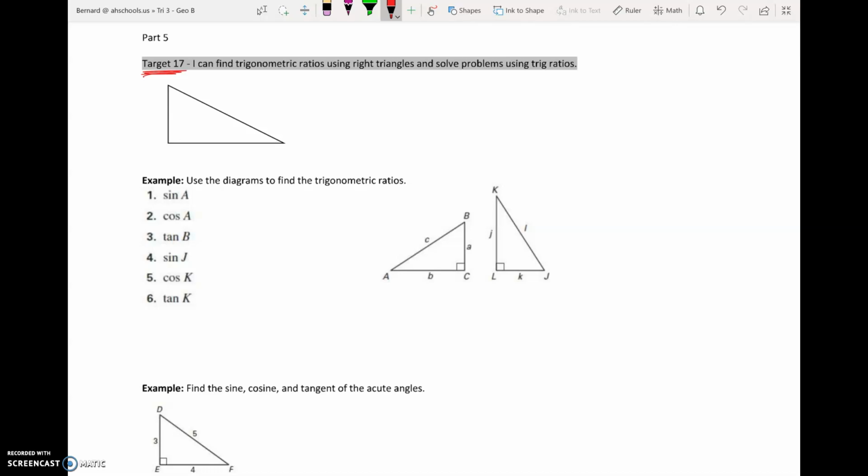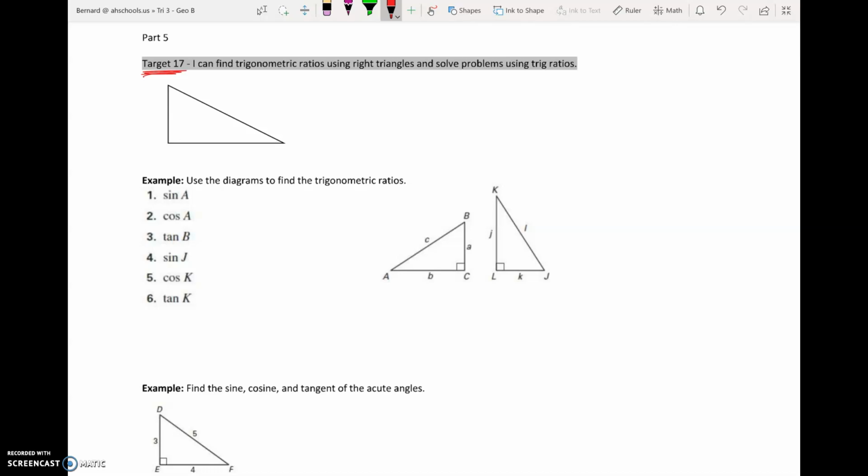And so then today's target, target 17, it says I can find trigonometric ratios using right triangles and solve problems using trig ratios. This builds on what we introduced in target 16. This learning target is all about ratios and relationships between side lengths in triangles based on what are our angle measures in those same triangles.